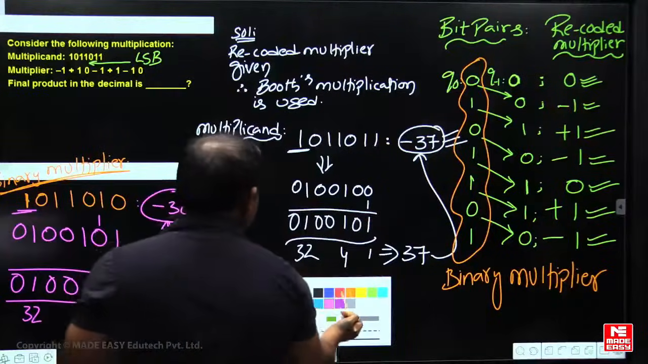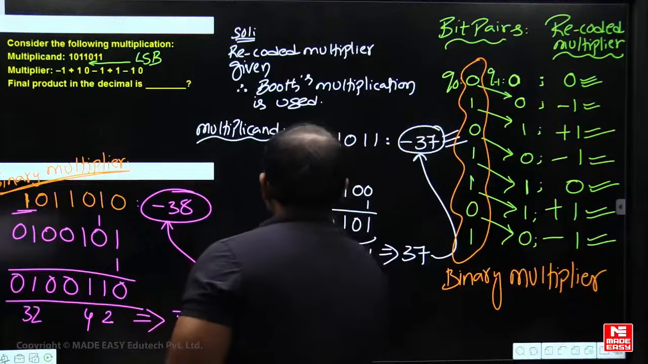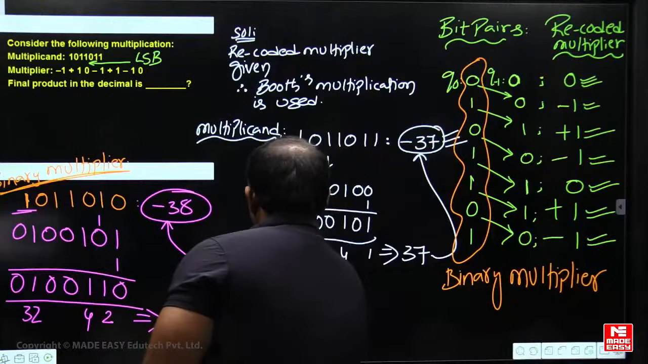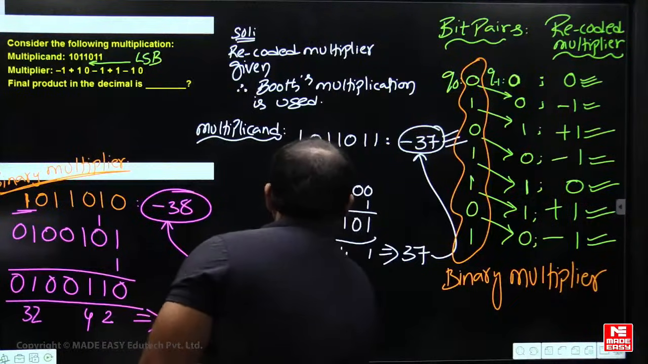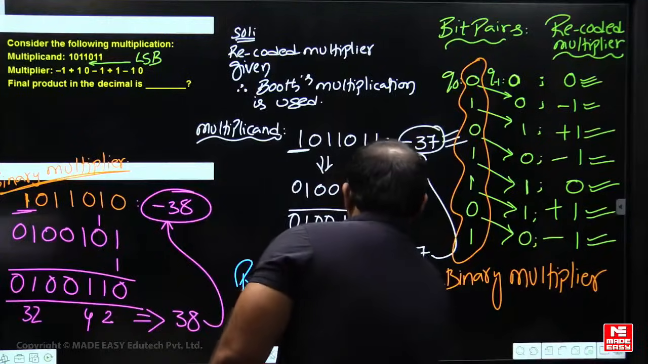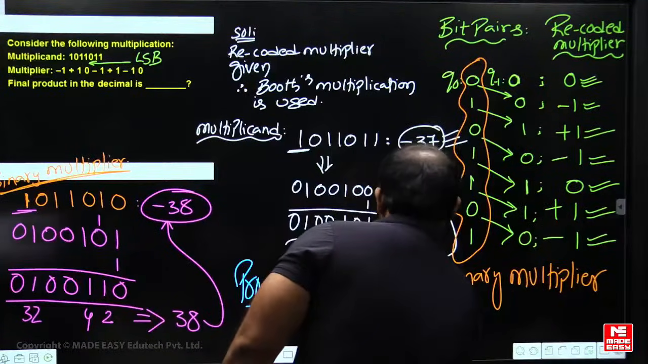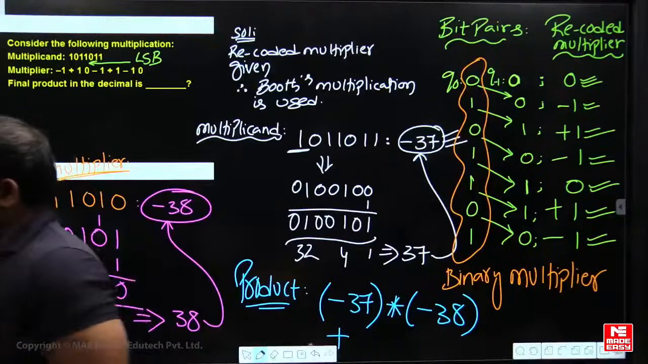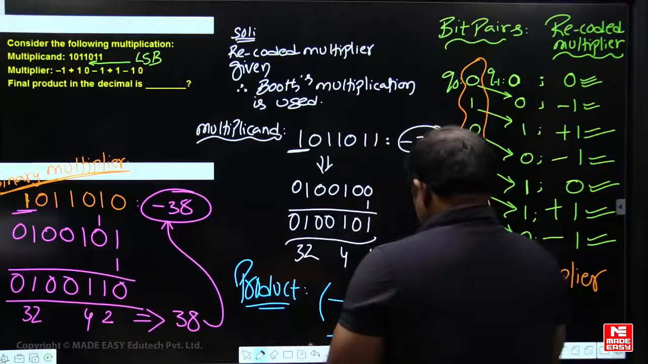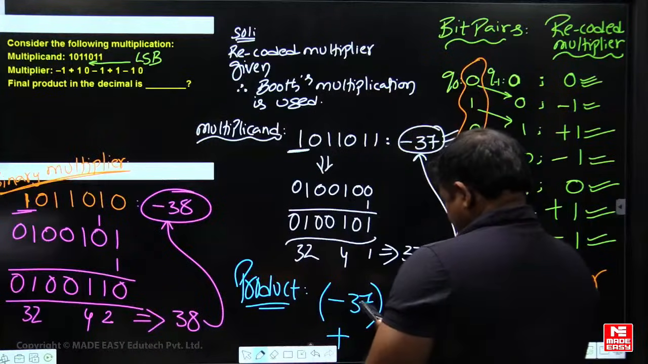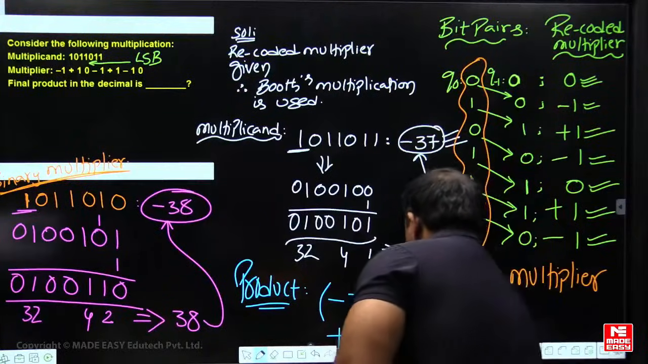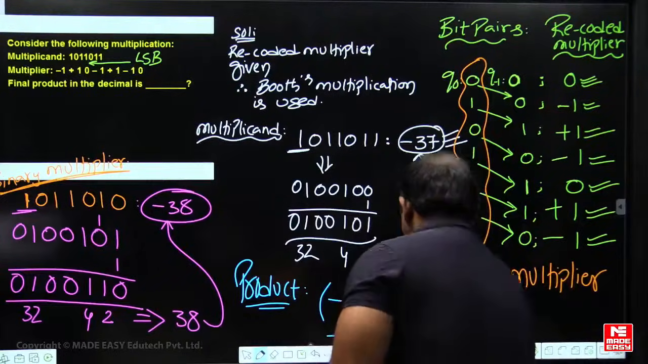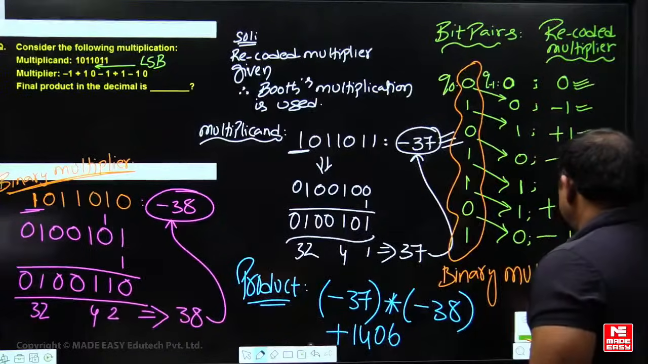Then the final product is in decimal, so product equals -37 into -38. Minus minus is positive, so plus 37 into 38, 1406. This is the answer.